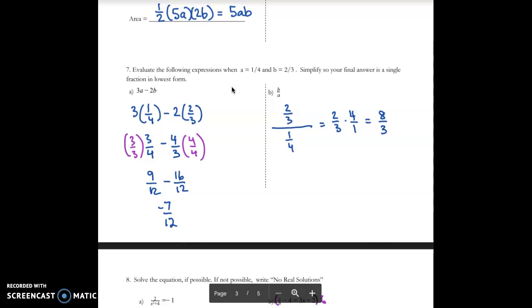In number 7, we're working with fractions, evaluating expressions where the values that we're plugging in are fractions. So plugging in a 1/4 for A and a 2/3 for B.